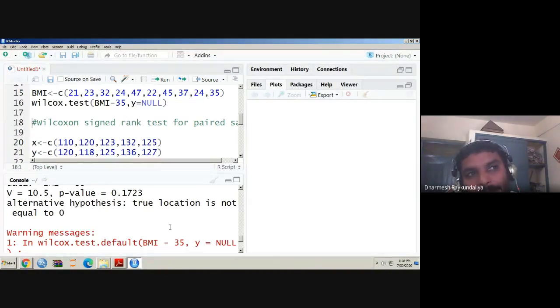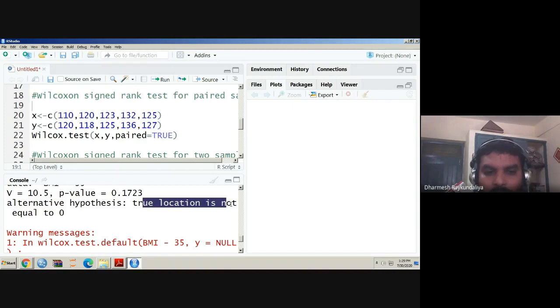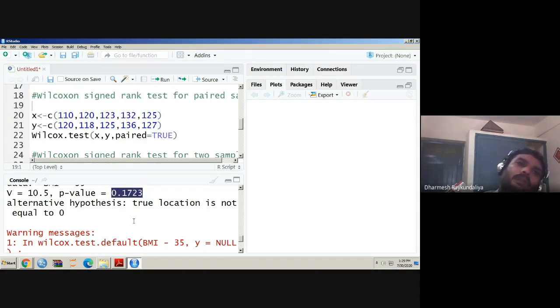Why is it 0? Because the null hypothesis was 35, and I have just subtracted this 35 from the variable. So I have converted it to 0. If I subtract 35 from 35, it is 0, right? So that is how 35 minus 35, the alternative, is 0, and that is how it is written: the true location is not 0. So here you can say that the average BMI is equal to 35.